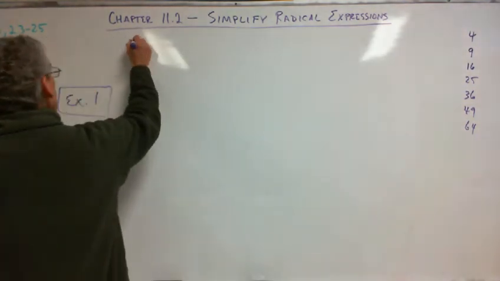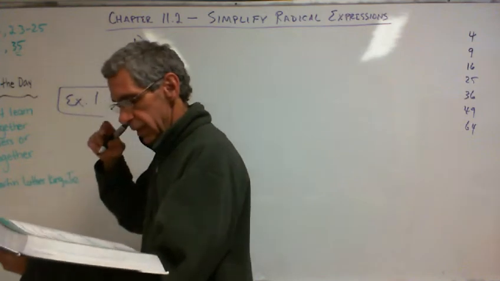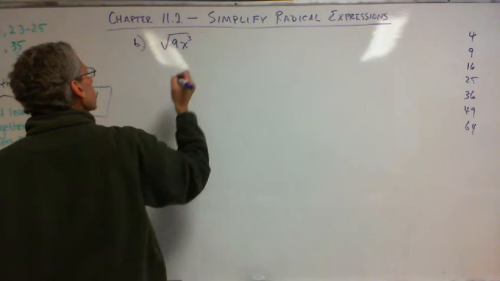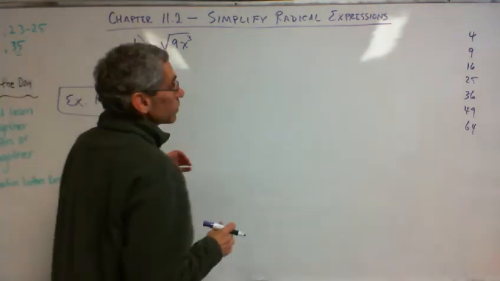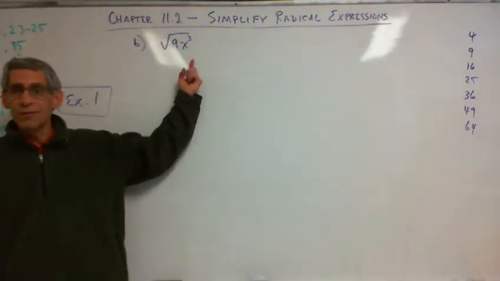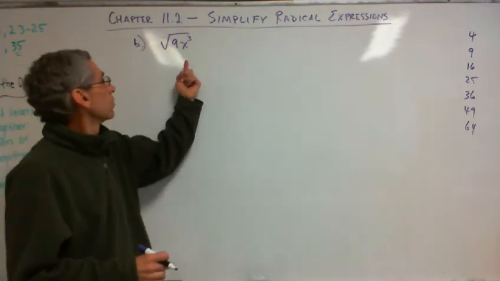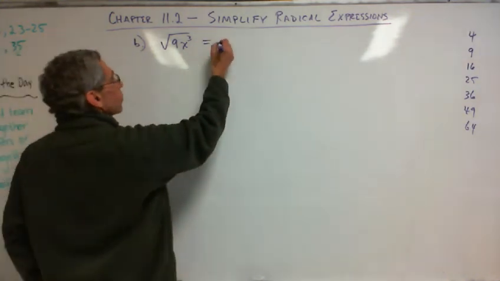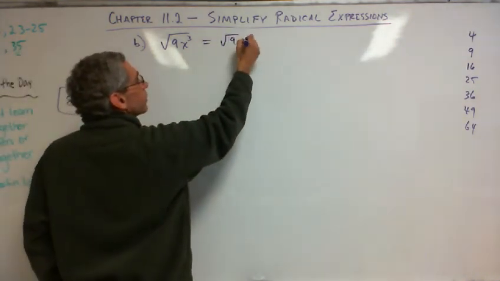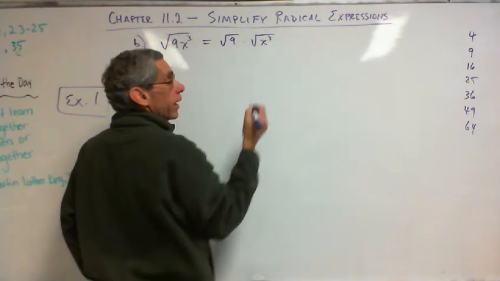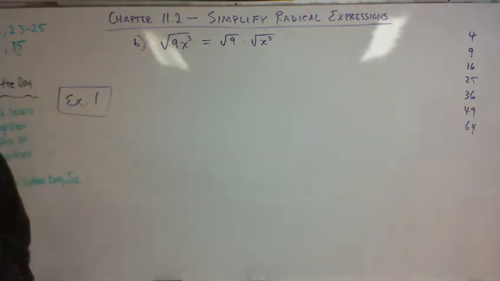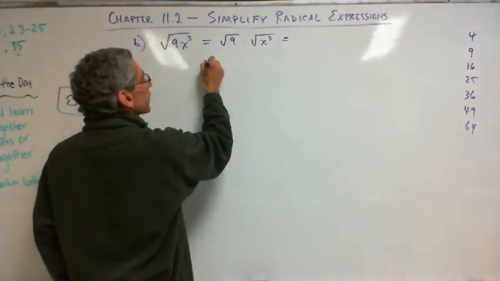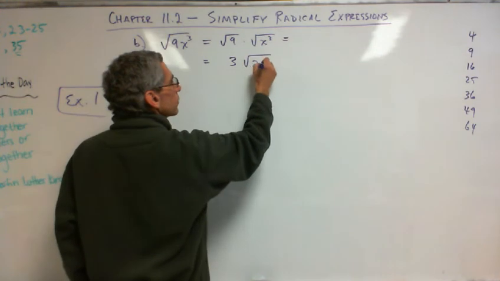All right, so this is example 1B. They said the square root of 9x cubed. Now, with these, we not only have a number, but we have a variable, right? So that's the same as the square root of 9 times the square root of x cubed. Am I right? Yes? All right, the square root of 9 is what? 3. Okay, so now I can simplify that. 3 times the square root of x cubed.